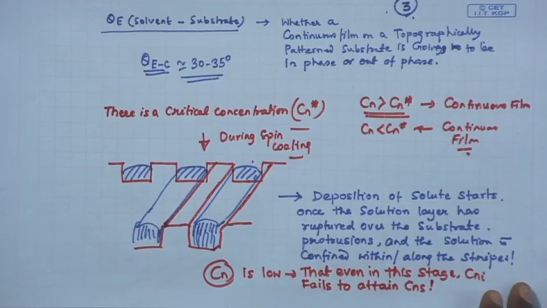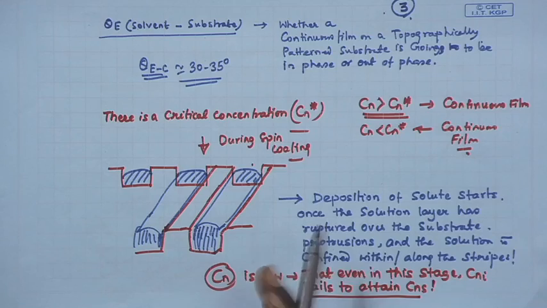The problem is these are long polymer threads, and therefore they are also subject to Rayleigh instability, and that is precisely what happens if the solution concentration is so low that even after the first rupture of the film over the substrate protrusions, deposition does not start covering the entire substrate groove, then in fact these solution threads now rupture within the substrate grooves.